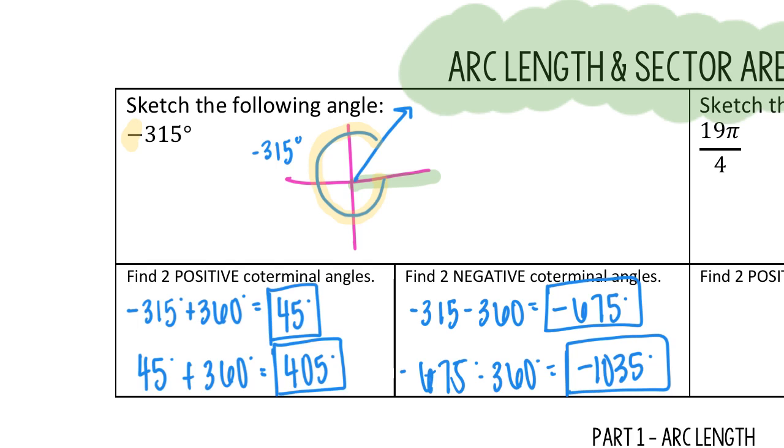To find two positive coterminal angles, take your angle, add 360, add a full rotation. You should have gotten 45 degrees. Take that same 45, add another 360 to find another coterminal angle. So you get 45 degrees and 405. If you keep adding 360, you'll find unlimited coterminal angles. Same with negative coterminal angles. You just subtract full rotations. Remember, a coterminal angle is an angle that has the same beginning and end point.